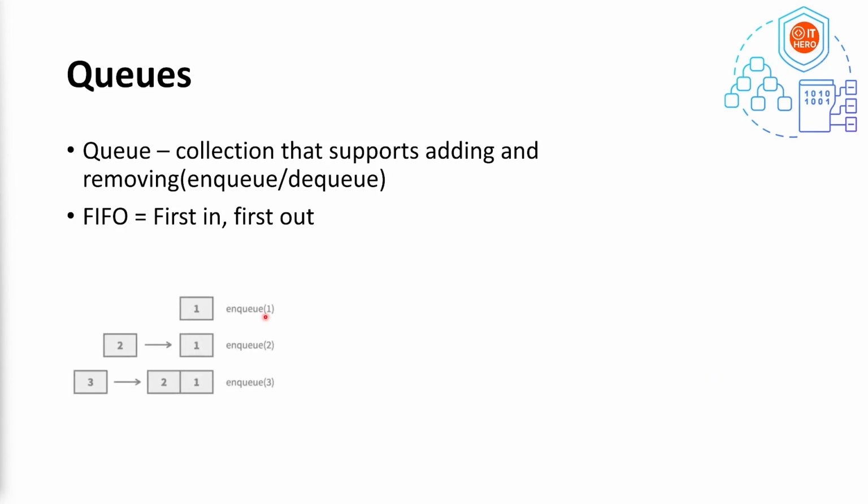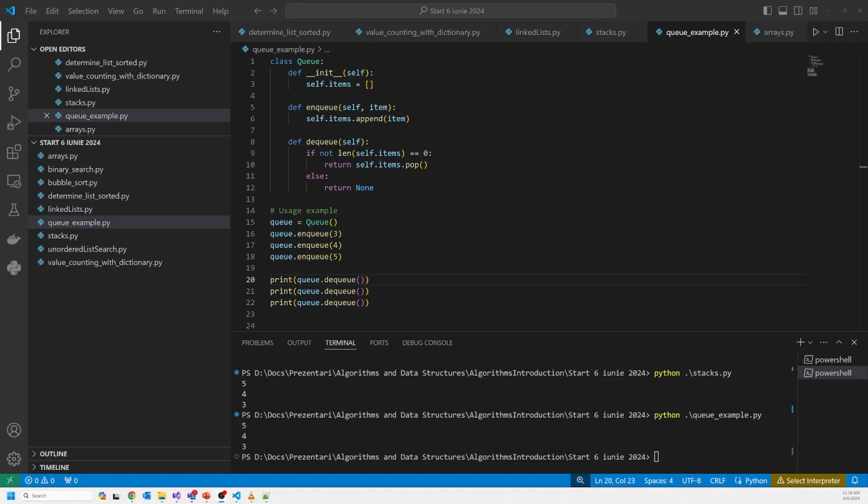Here is an example. For example, enqueuing one element and enqueuing the second one appends it here at the end. And the third element, and similarly the dequeuing operation works like this. The first element that came in is the first element which gets out. Of course, in a queue, the difference is that here we have to get the first element from the array.